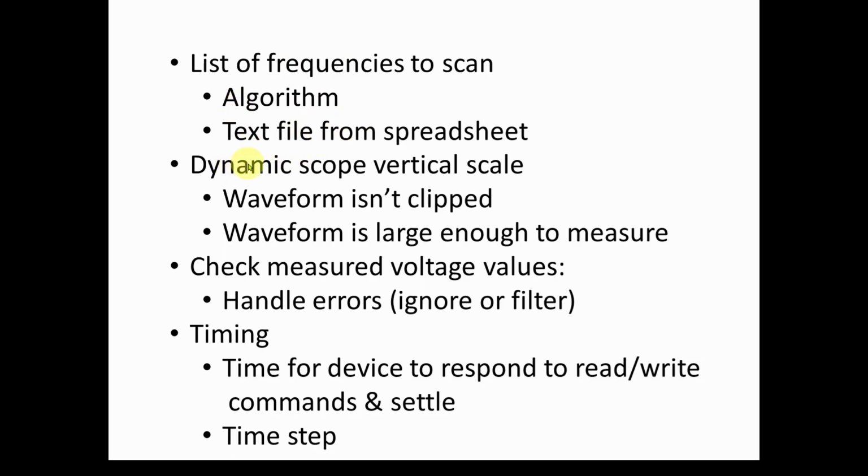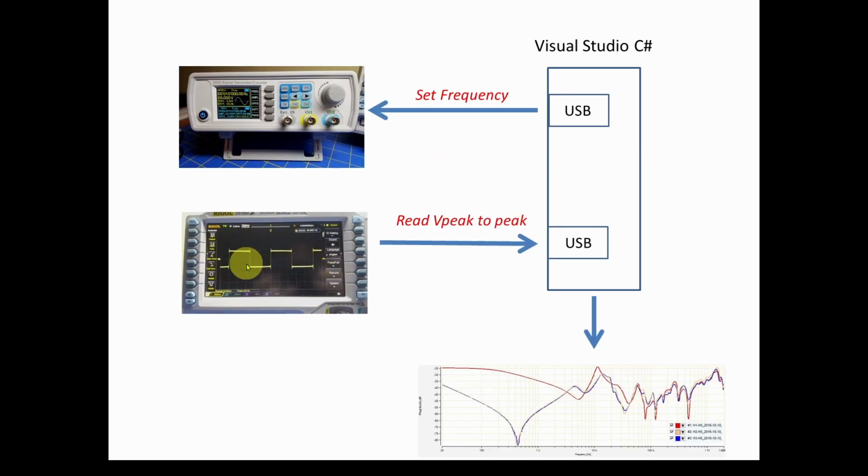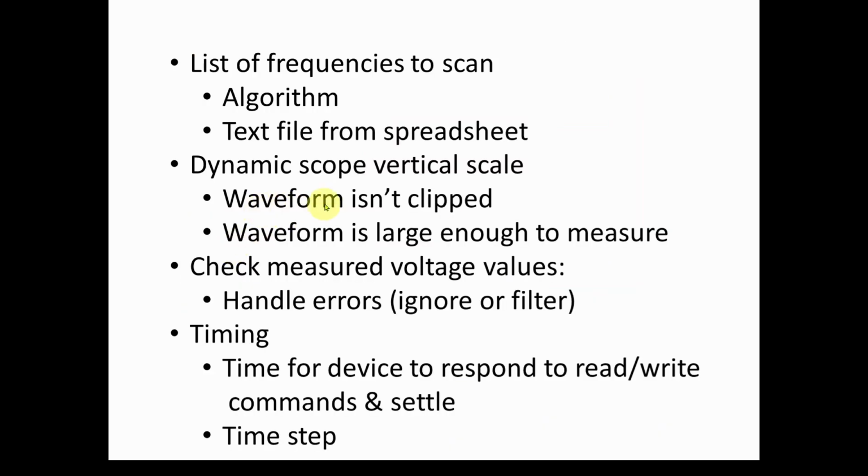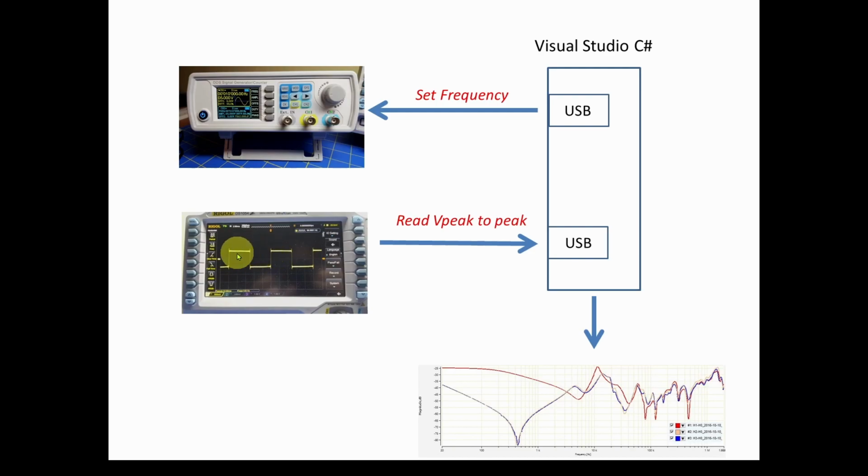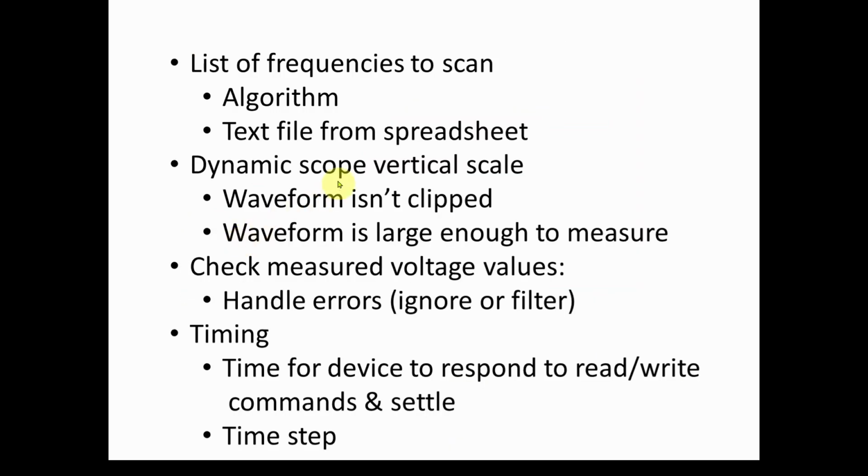Now, the next thing we're going to have to think about is the dynamic scope vertical scale. Keep in mind, here's our oscilloscope. It's going to be measuring some voltage, and we want to make sure that the voltage range is appropriate for the actual voltage. We don't want the waveform to be clipped. In other words, if this is a 10 volt signal and we have 1 volt per division, it's not going to show the entire waveform. That's going to be bad, and it's not going to be able to measure it well.